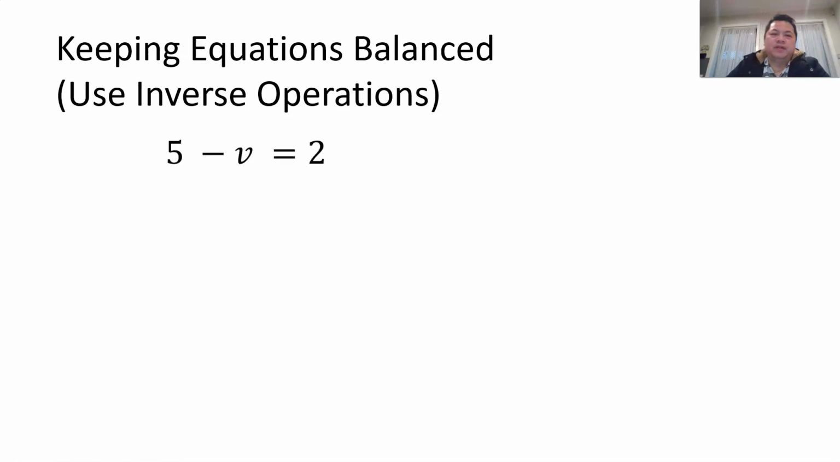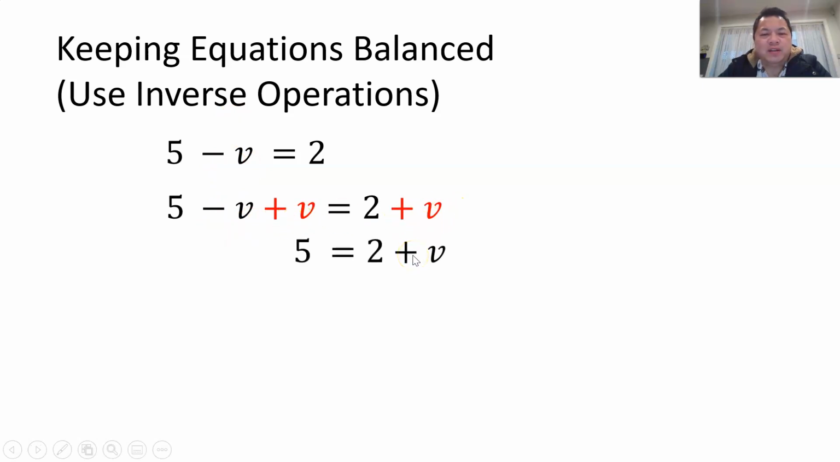Next one. 5 minus v equals 2. So let me make v positive first. I don't like algebra to be negative. So I have 5 minus v plus v. Oh, v is gone, but it appears on the right side. So plus v here. So you have 5 equals 2 plus v.